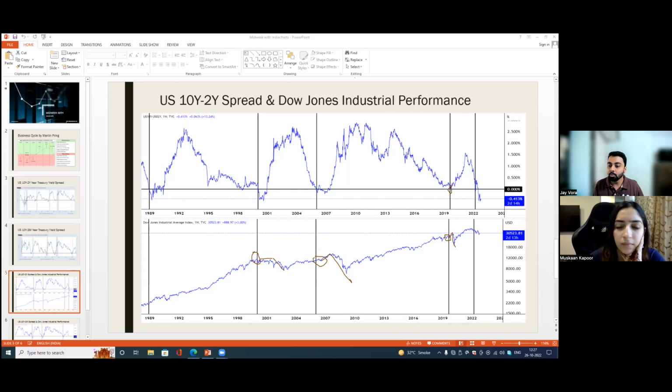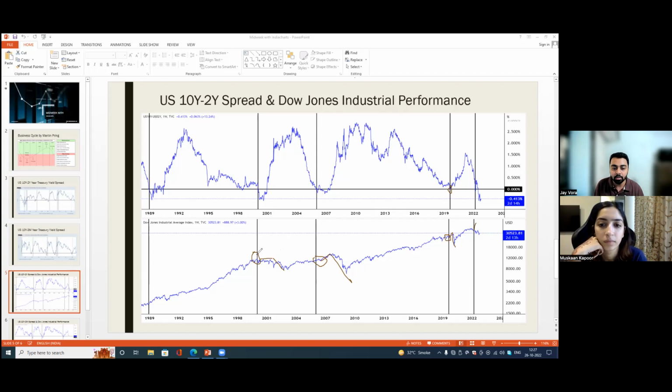Correct? It is only probably this time when it has inverted and the market has kept falling. I mean, this is a little weird. Yeah. Frankly, you would expect an inverted yield curve over here, and you would expect the market to rise for a while, and then it will collapse, or then it will see a bigger correction.